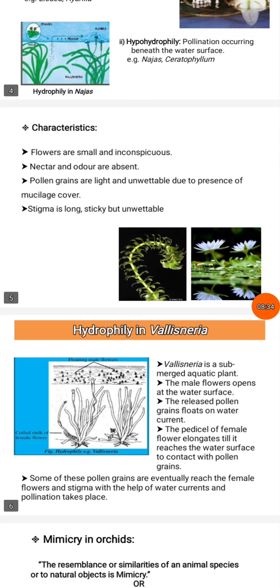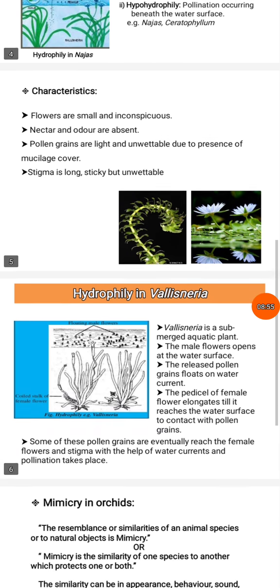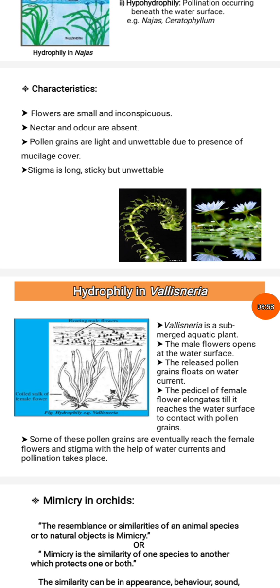Hydrophily occurs in Vallisneria, which is the best example of hydrophily. Vallisneria is a submerged aquatic plant. If you see this plant in nature, it has ribbon-like leaves which originate from the soil. The figure clearly shows these ribbon-like leaves originating from the soil.